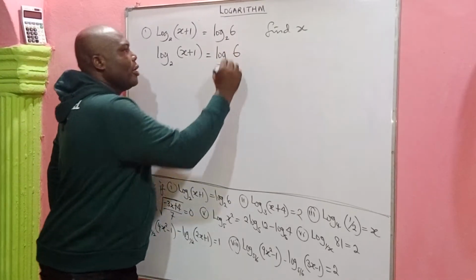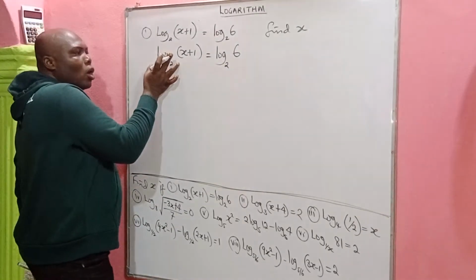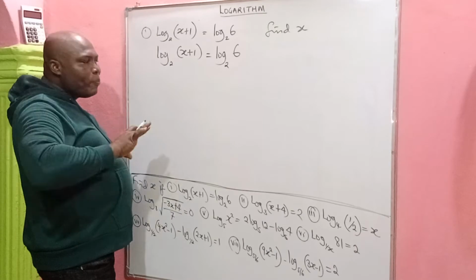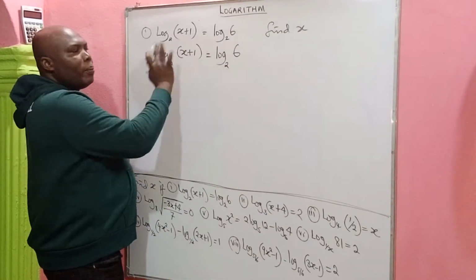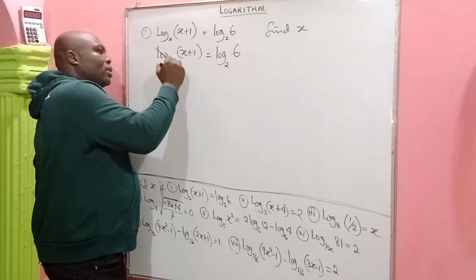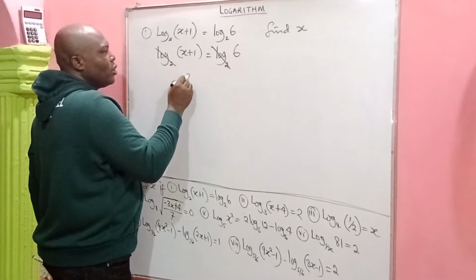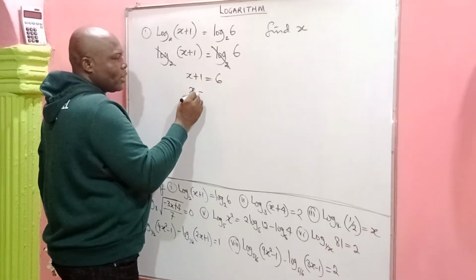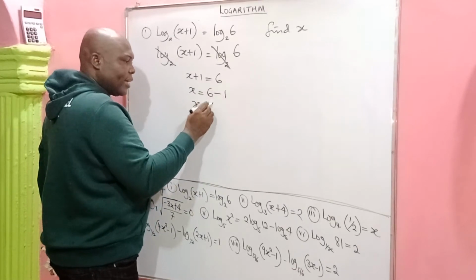Now at this point it's very easy once you have the same log on both sides. This is simple mathematics. It's not a law of log. Simple mathematics demands that when you have like terms on both sides of an equation, they cross out. So the log crosses out. At this point, we need to have x plus 1 is equals to 6. And so x will be equals to 6 minus 1. That's x to be 5.